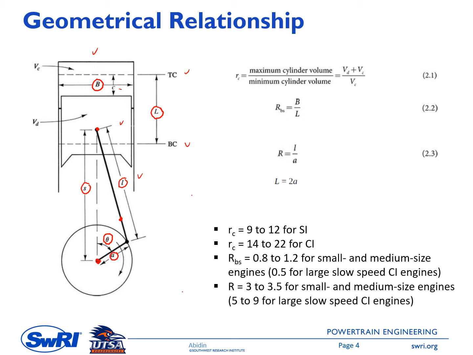And then for sure we have BC, TC, and then the next one here is Vc. This is the minimum volume of the cylinder or minimum volume of the combustion chamber. You can use either one. Sometimes people just call this the minimum volume of the chamber. And then Vd is the swept volume. So this is the volume swept by the piston as it moves from top center to bottom center. So this Vd is the engine volume.